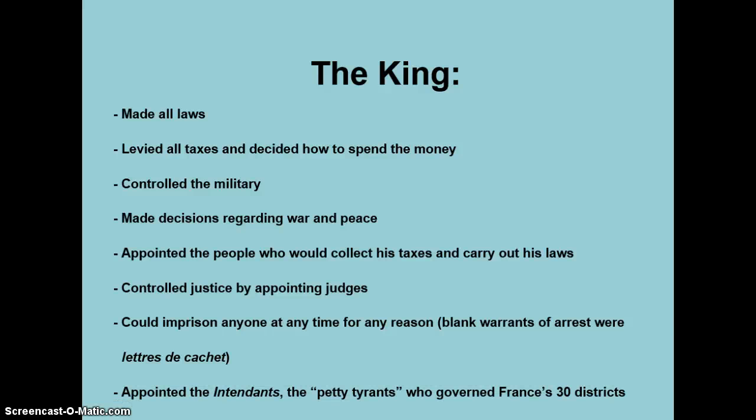And he appointed individuals known as intendants. These were basically petty tyrants, but they were representatives of the king who governed on the king's behalf in the various regions, the 30 districts of France. And in ruling, they also became quite rich, but they made sure to follow through with the king's desires and policies.